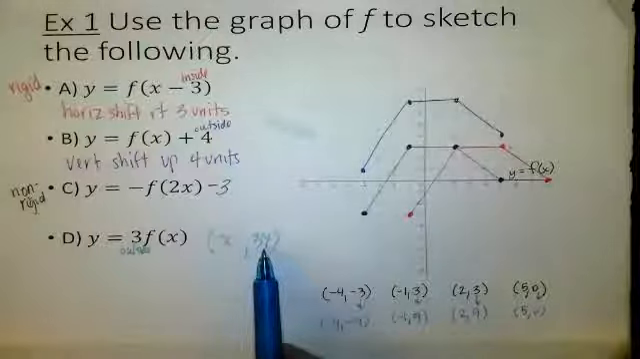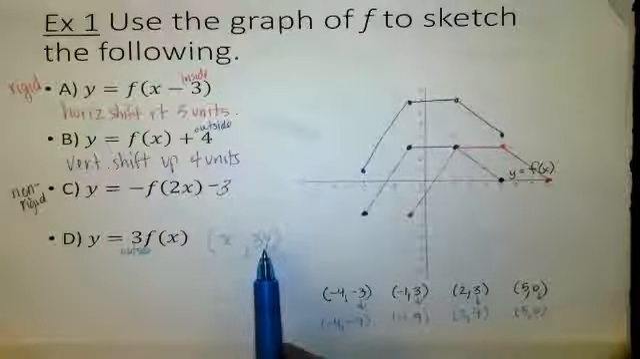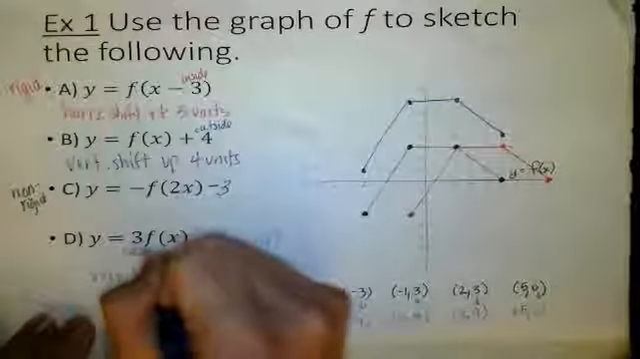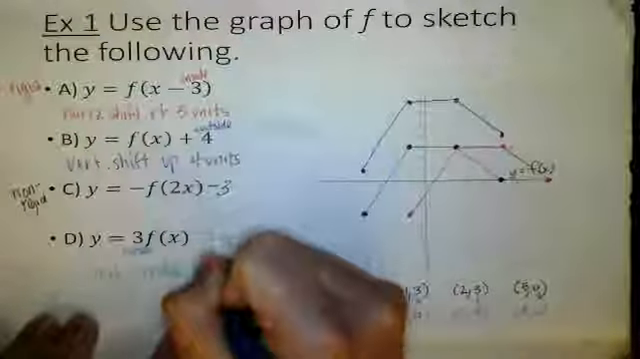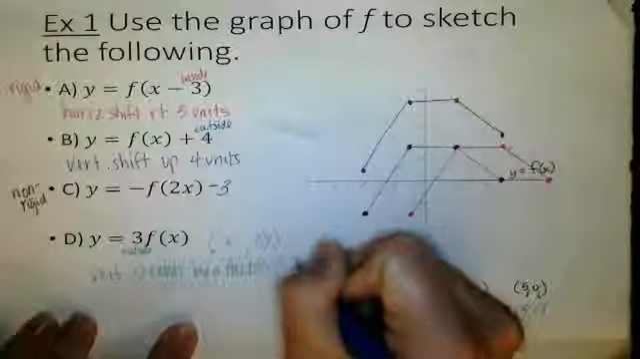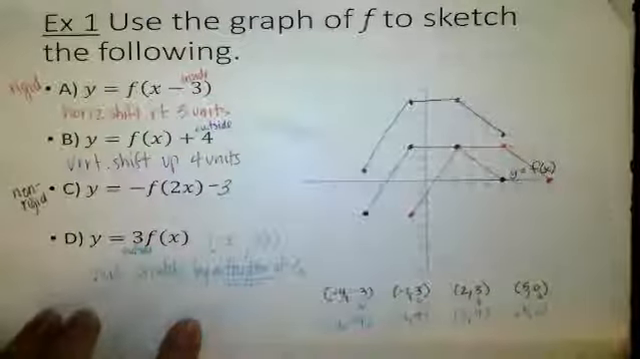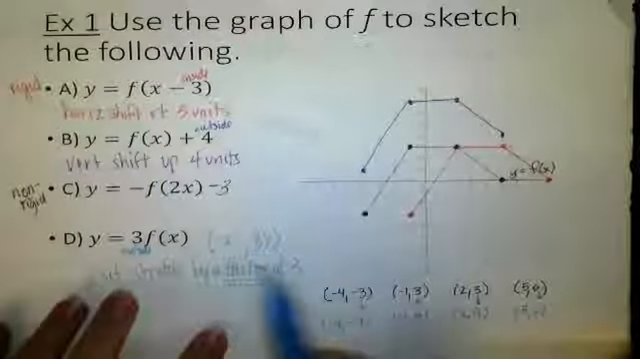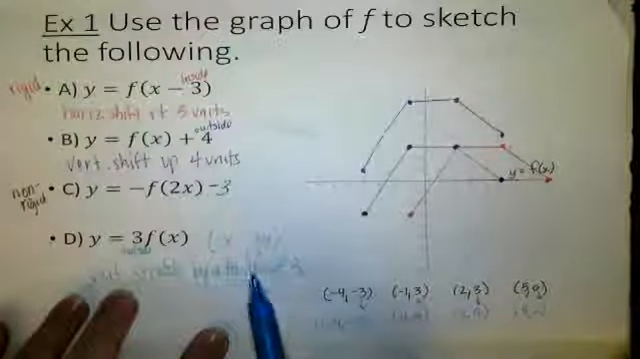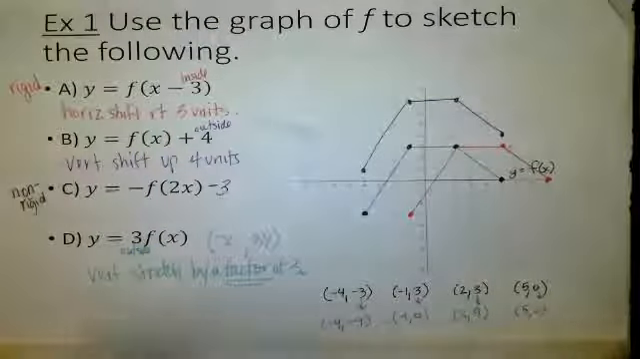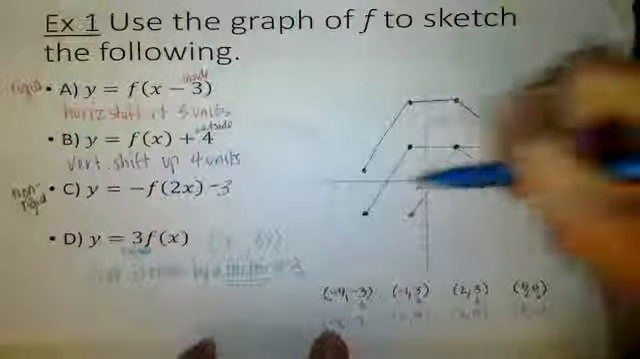If you multiply by 3, did the numbers get bigger or smaller? Bigger. So that's a stretch, okay? So this is a vertical stretch by a factor of 3. Factor of 3. The word factor means multiply. So we are taking our y and multiplying it by 3, and that's what factor of 3 means. Multiplied by 3.